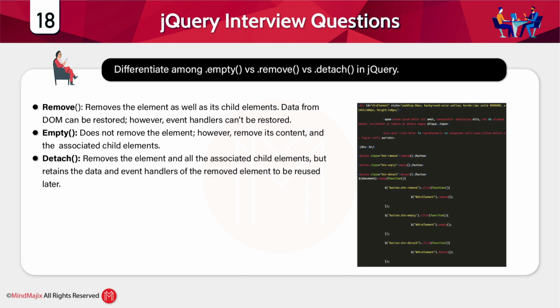So what does the empty function do? It does not remove the element, however, it removes its content and associated child elements. So the element's content and its child elements are removed, and that tag will become empty. And what does detach do? It removes the element and all the associated child elements, but retains the data and event handlers of the removed element to be reused later. If you detach an HTML tag, you can later attach it back. So the functions, the DOM elements and the data will remain there. So this is the basic difference between remove, empty, and detach.